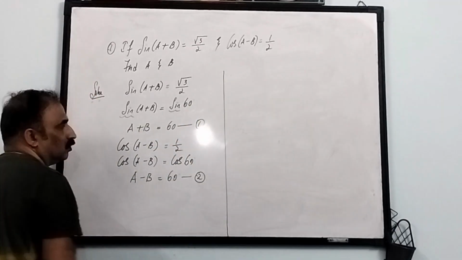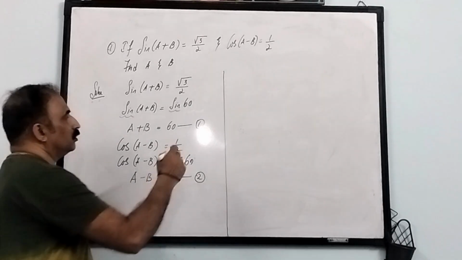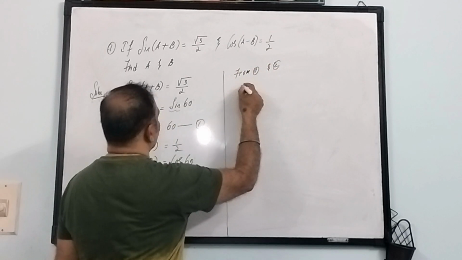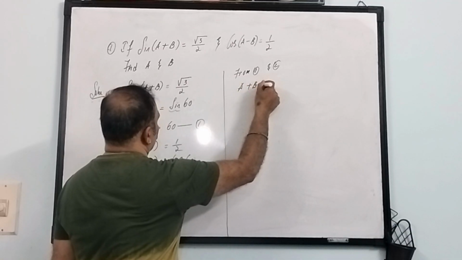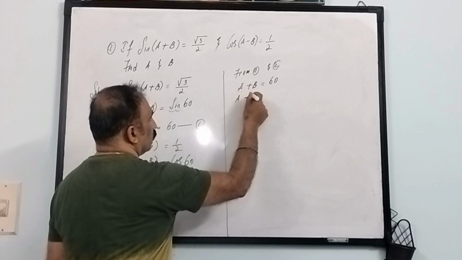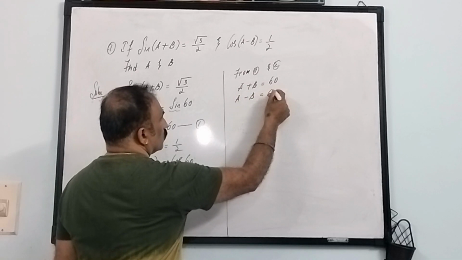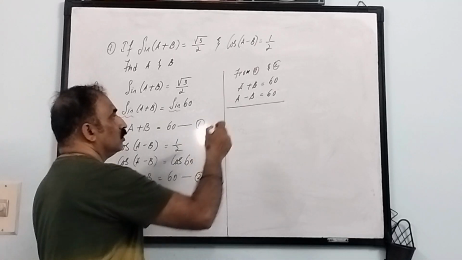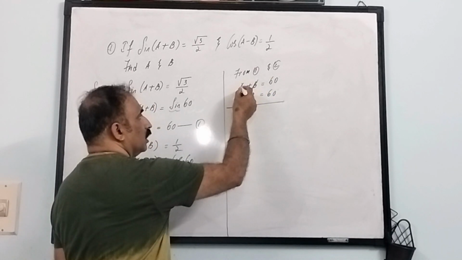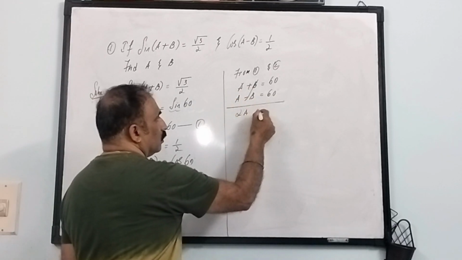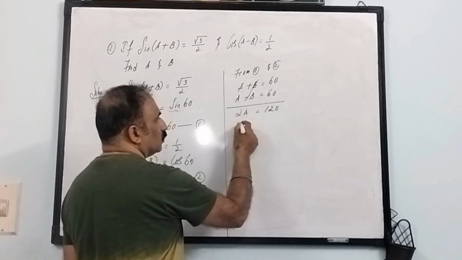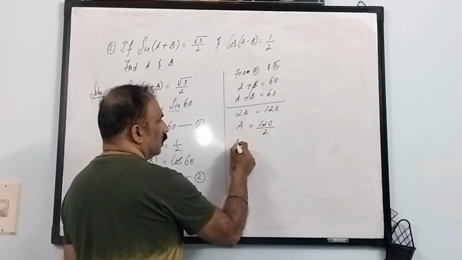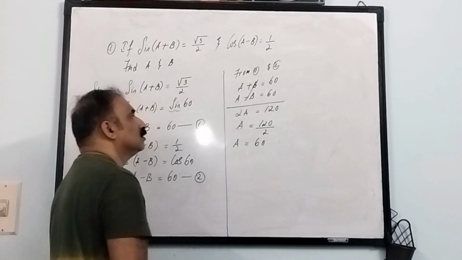Now we do this according to linear equations in two variables, that is the elimination method, from 1 and 2. a plus b is equal to 60 degrees and we have got a minus b is equal to 60 degrees. So on positive and negative, you're going to cancel that. a plus a is going to be 2a, 60 plus 60 is going to be 120. So a is equal to 120 divided by 2. a is going to be equal to 60 degrees.